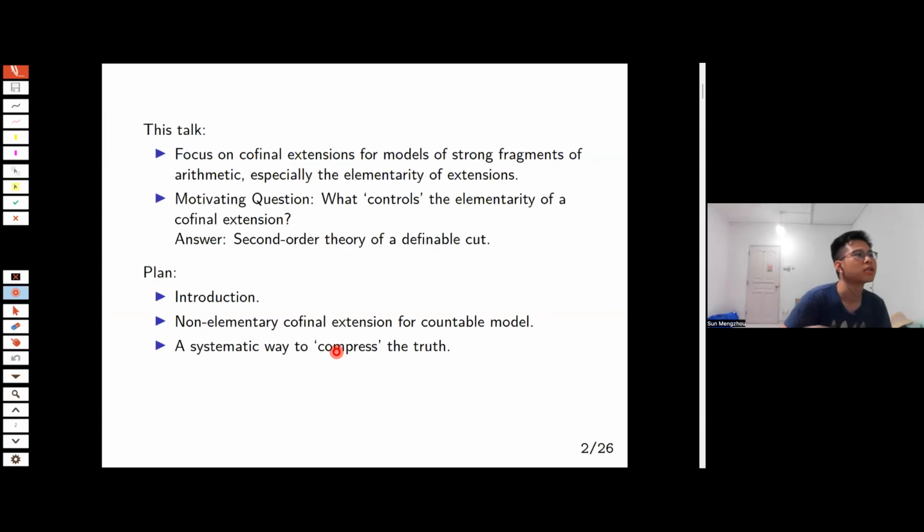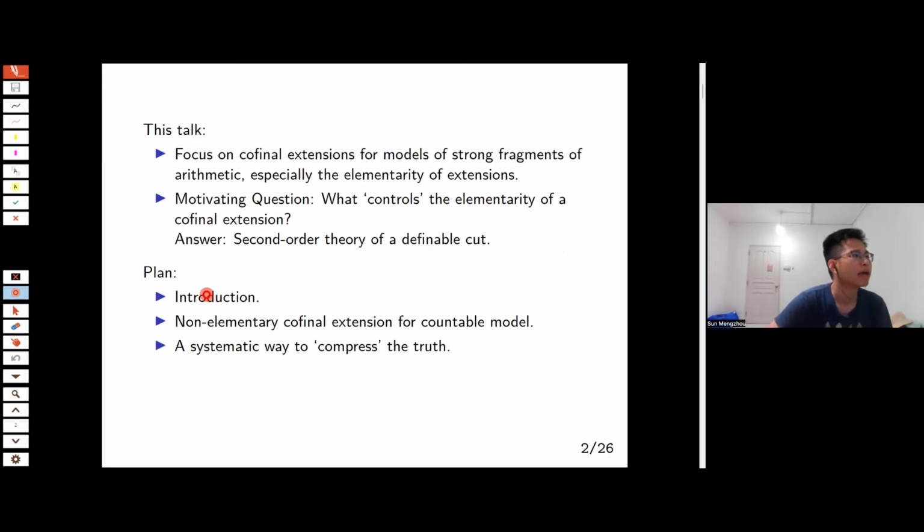Okay, so in this talk, I will mainly focus on the cofinal extensions for models of fragments of arithmetic. Especially, I will look at the elementarity of these extensions. And here's a general question: what controls or decides the elementarity of a cofinal extension? In the end, I will give what I think is a very good answer, which is the second order theory or second order structure of a definable cut. And what's happening in this definable cut will decide the possible elementarity in the cofinal extensions.